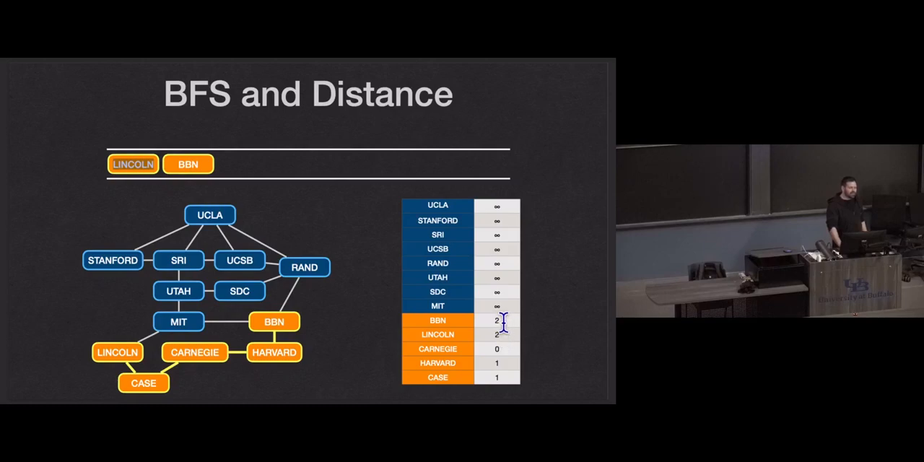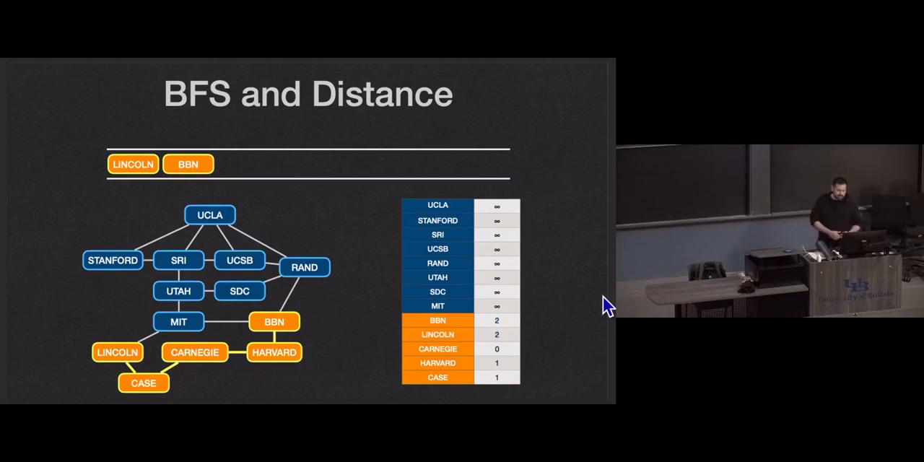And whenever you have an arbitrary tie like this, that is always going to be the case. All nodes that can discover a node are going to have the same distance. So no matter which one finds it, which one explores MIT, we're going to get the same distance of 3 for MIT. So it's not going to matter for our purposes.